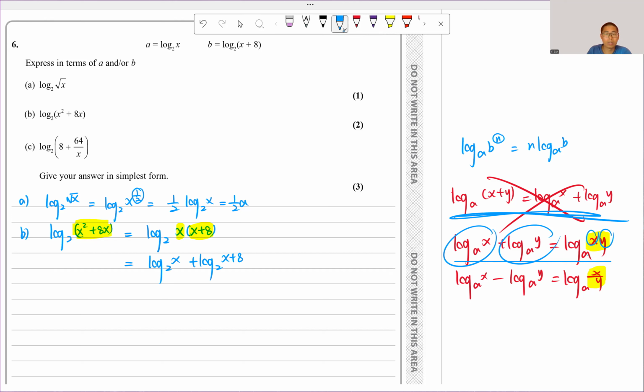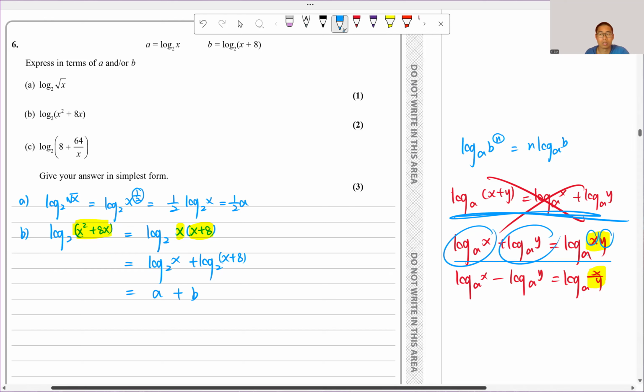And then we know log base 2 of x is a, and log base 2 of (x plus 8) is equal to b. So part B is just equal to a plus b. And then let's have a look at question C. So we have log base 2 of (8 plus 64 over x). Again, we can't split this into two terms straight away. We have to change into a product or into a division.